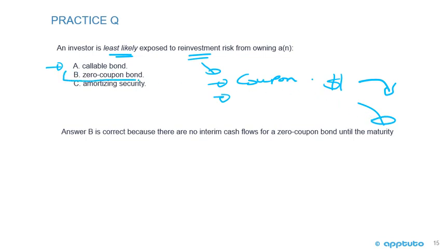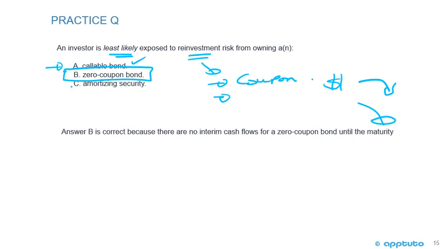You don't have any reinvestment risk over the life of a zero coupon bond because you're not getting any payments. Now of course when the zero coupon bond matures, you'll have the cash and you'll have to reinvest it. But with regards to this question, the zero coupon bond is least likely to be exposed to reinvestment risk. Callable bond, yes, because A, you're getting coupon payments, plus if interest rates go down, the bond could be called.